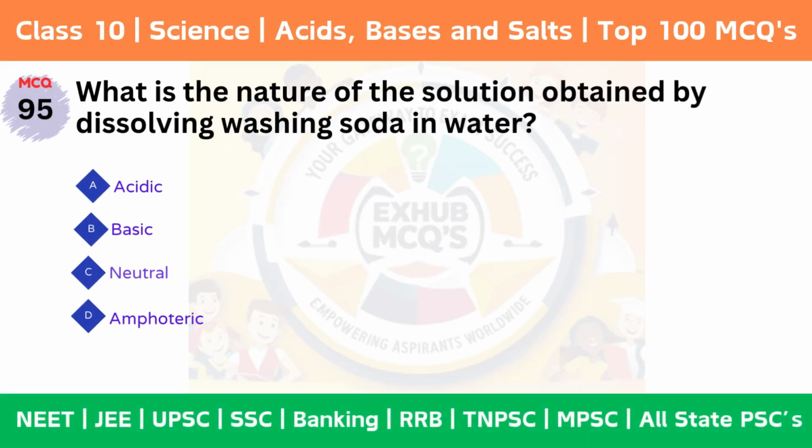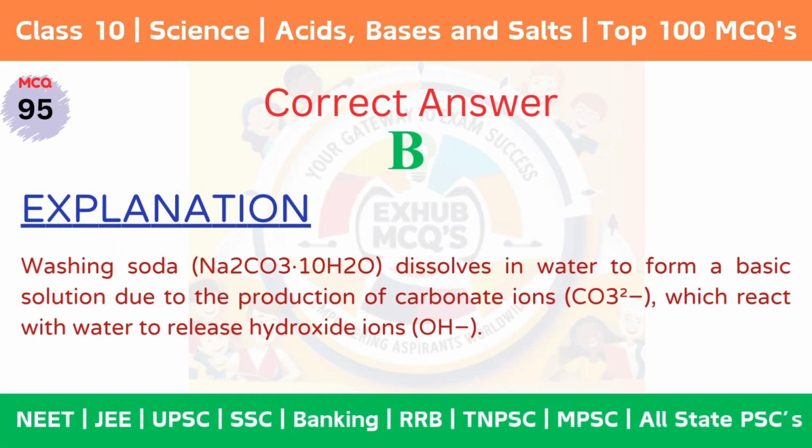MCQ 95. What is the nature of the solution obtained by dissolving washing soda in water? Option A, acidic. Option B, basic. Option C, neutral. Option D, amphoteric. The correct answer is option B, basic.